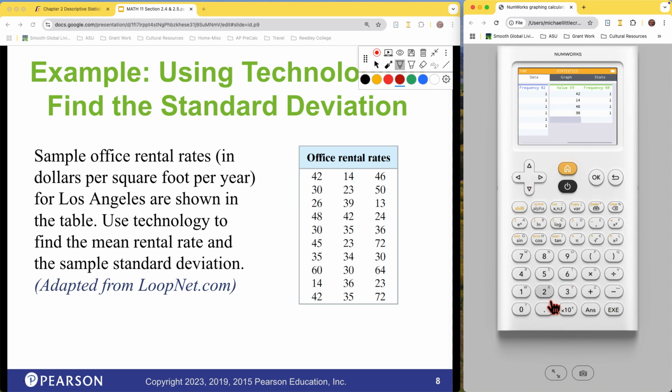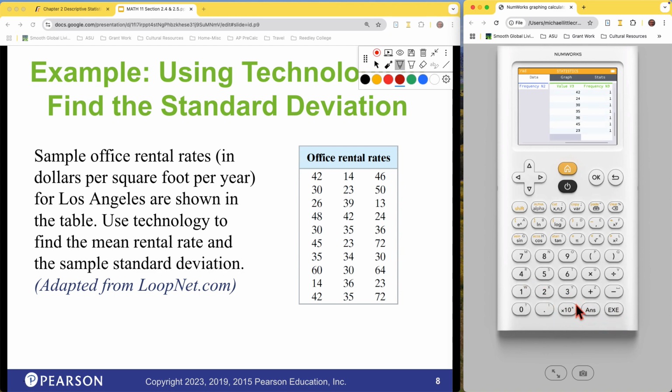30, 23. If you want to fast forward through this, you could, but you just need to be careful to enter all your data correctly. But you'll see we could do this relatively quickly. If we were to calculate this by hand, it would take me maybe 10 times as long, right? And it would be much easier to make a mistake doing all this calculation by hand.